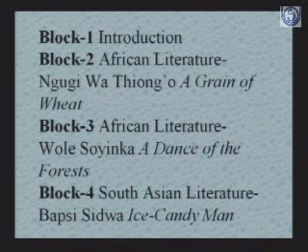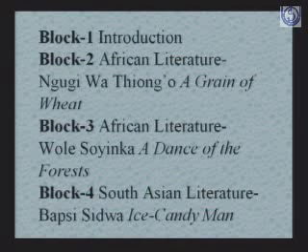So I'm going to take you through the 8 blocks, but before that let me give you an overall picture of the 8 blocks and the texts that we have taught you. The first block is the introduction, in which we have tried to fix the nomenclature of the term New Literatures in English. Blocks 2 and 3 we have devoted to African literature, in which we have taken up Wole Soyinka's A Dance of the Forests. In block 4 we have taught you South Asian literature, with Bapsi Sidhwa's Ice Candy Man forming the main representative text.